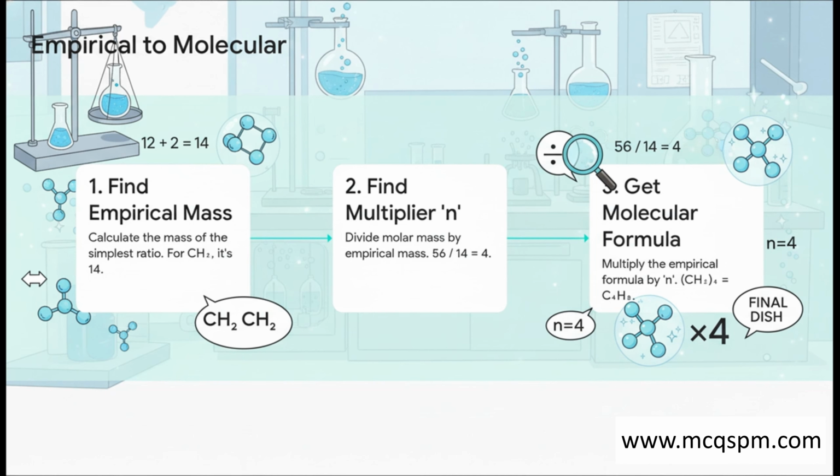Okay, let's do one together. This is a classic exam question. Don't let it scare you. It's just 3 easy steps. Step 1, find the mass of your basic recipe, our empirical formula. So CH2 is 12 plus 2, which is 14.